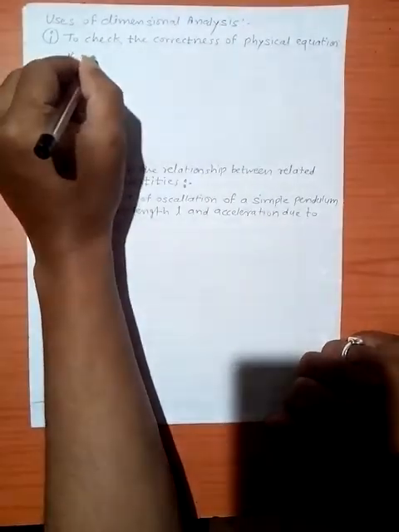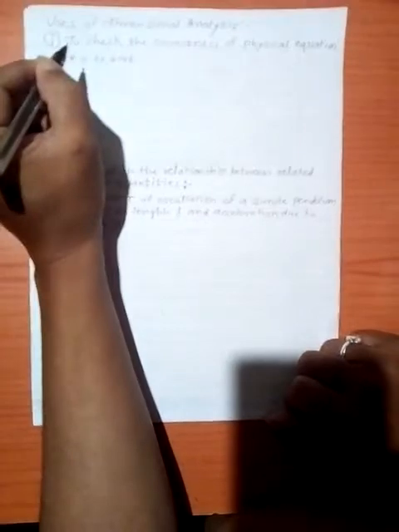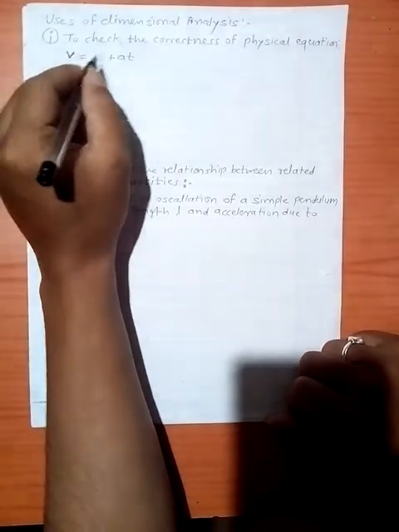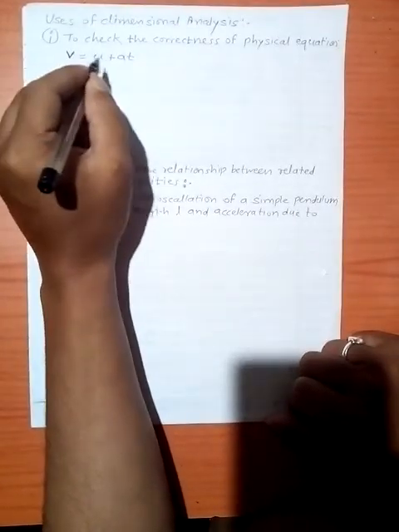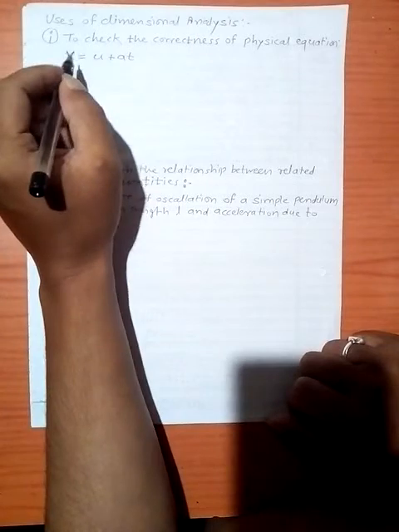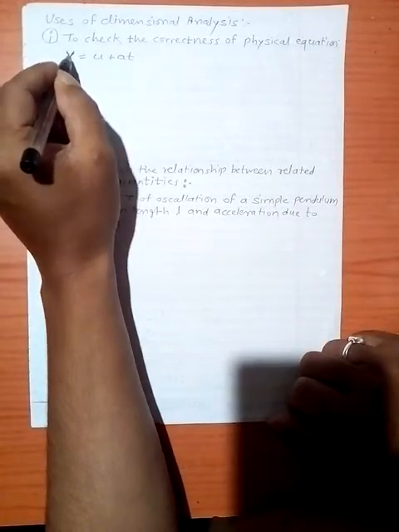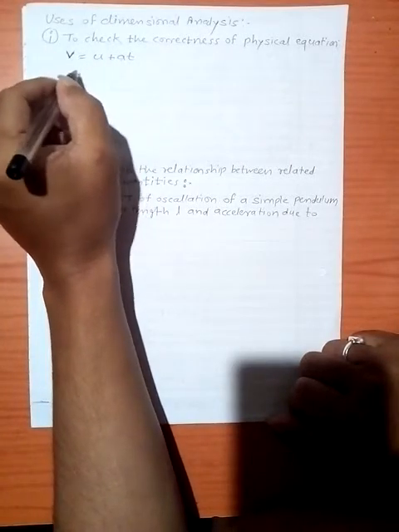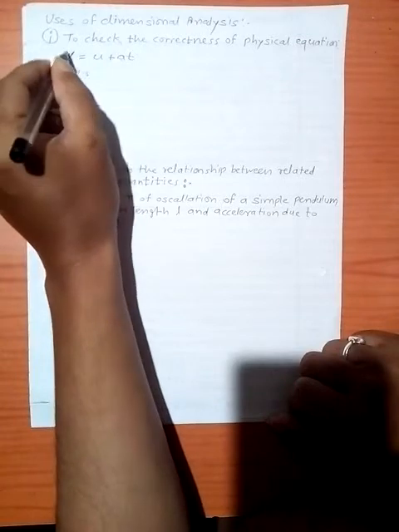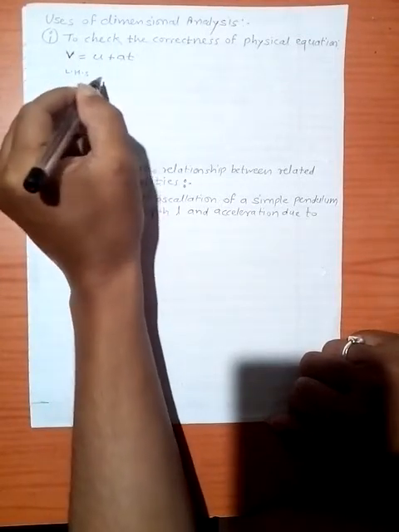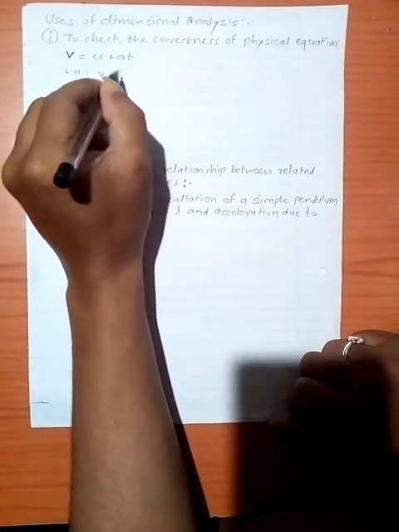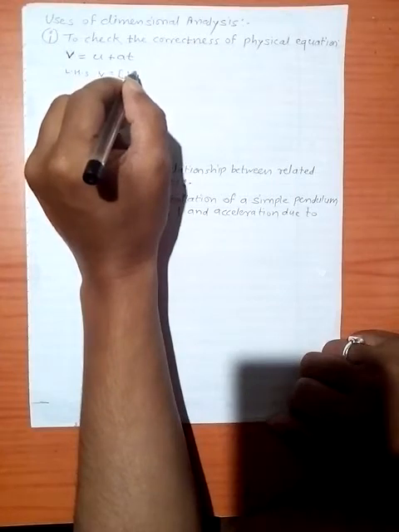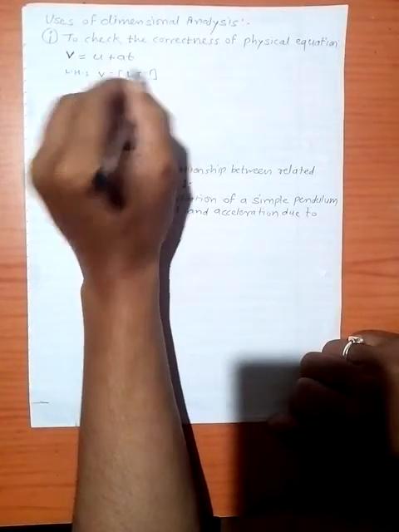v is equal to u plus at. Any equation has two sides, left side and right side, and if the dimension formula for all the terms is the same, then this equation is dimensionally correct. So the dimensions of the LHS, that is v, a velocity: dimensions of velocity are L t raised to minus 1.